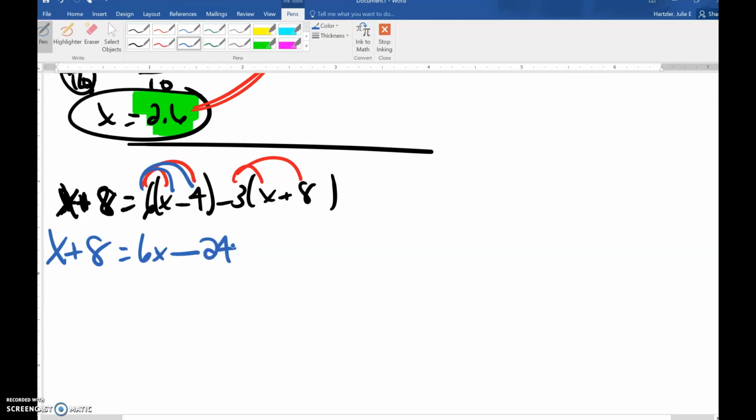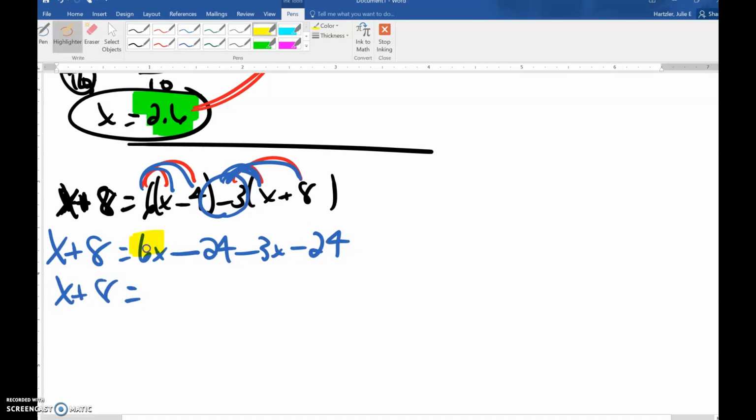Like a distributor, you're giving it to everything. Kind of like, I don't know, Pepsi distributor. I take Pepsi to every single store. This negative goes with it, so negative 3x and negative 24. All right, so before I'm going to start moving stuff, I need to simplify.